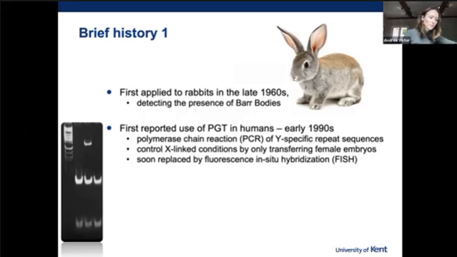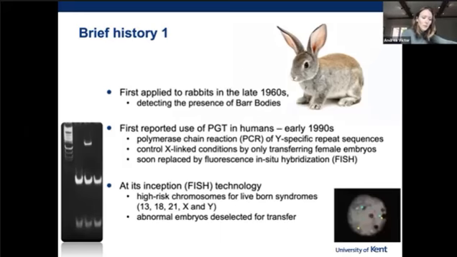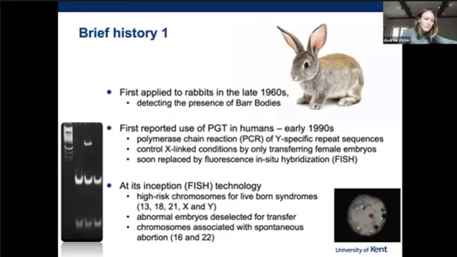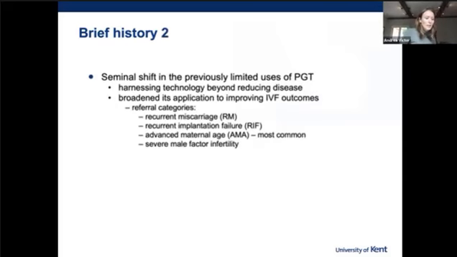And then additional chromosomes were added, specifically those that are associated with live-born syndromes and considered high risk, clearly with the intention of reducing the risk of offspring with these live-born syndromes. And then chromosomes were added that are associated with spontaneous abortion, like 16 and 22, again in order to deselect these embryos for transfer. So this might not seem like a big deal, but in my mind, it really constitutes a seminal shift in the use of aneuploidy screening.